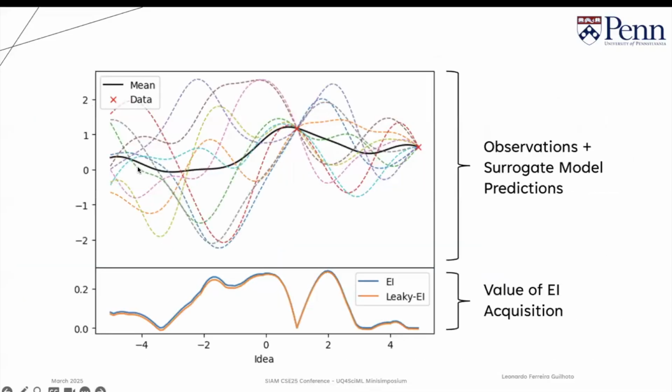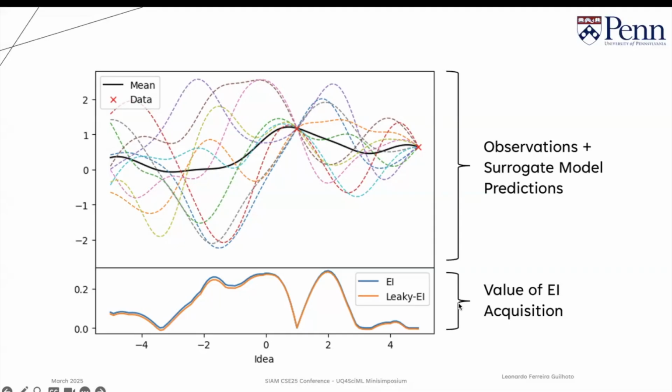So over here, we have a toy example where we have some data, and we have a mean prediction, and you can see here different samples from a surrogate model. And in the bottom over here, I'm plotting both the value of the expected improvement and the leaky expected improvement. You can see when we don't have a lot of data, they generally perform very, very similarly. There's a little bit of a difference, but generally, whatever point optimizes expected improvement is also going to optimize leaky expected improvement, and vice versa.